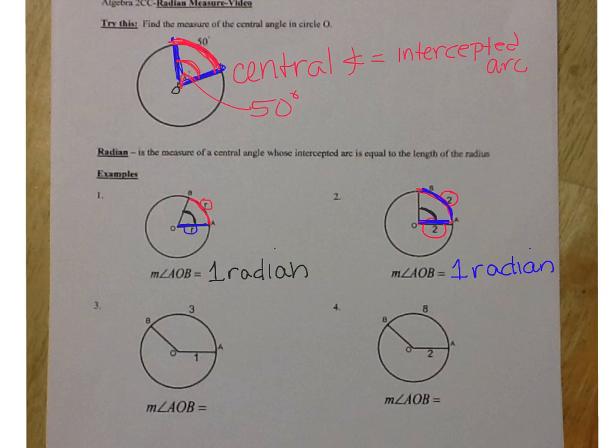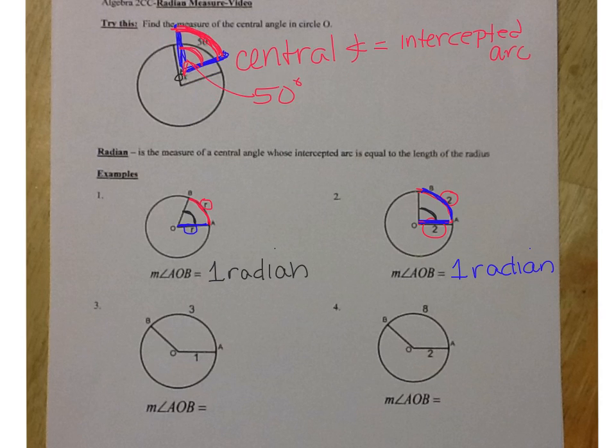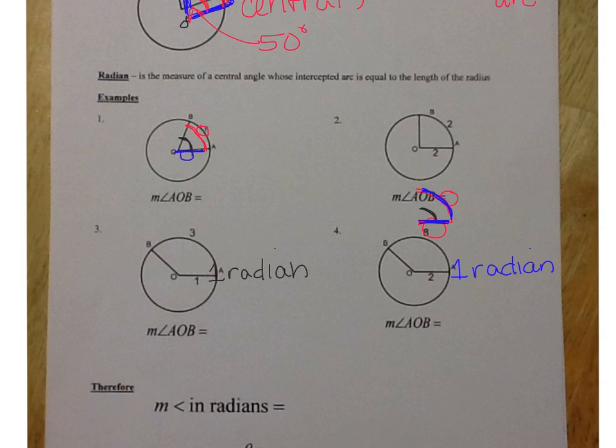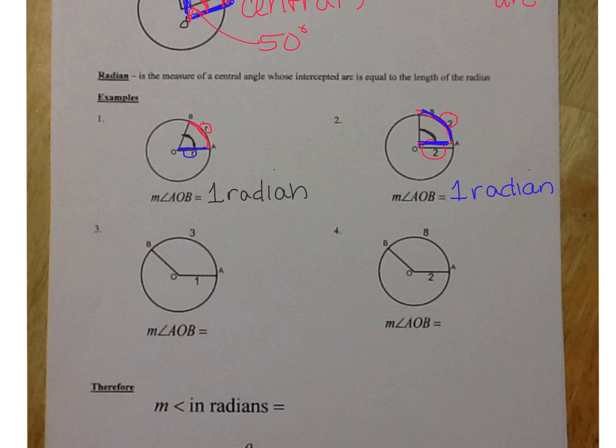All right, let's take a look at the bottom ones down here. I'm just going to move everything up a tiny bit. Okay, so let's take a look at circle number 3, circle O. Notice that my arc is length 3, but my radius has a length of 1. All right, so they're not equal.